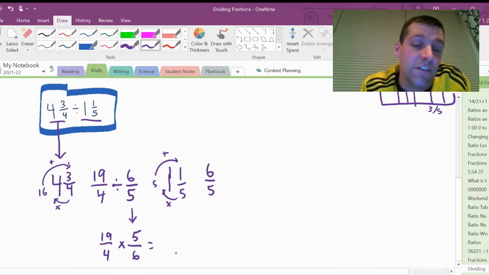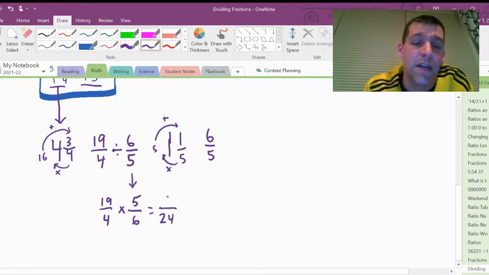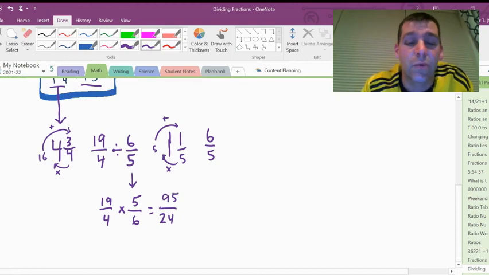And I could go through and finish and find out exactly how much that would be. I know 4 times 6 is going to be 24. As I go here, 20 times 5 would be 100 minus 5. It's going to be 95. So I have 95/24. And I could, again, simplify that.